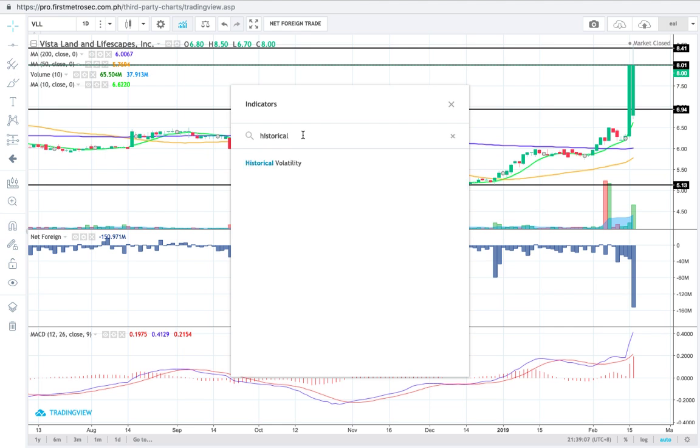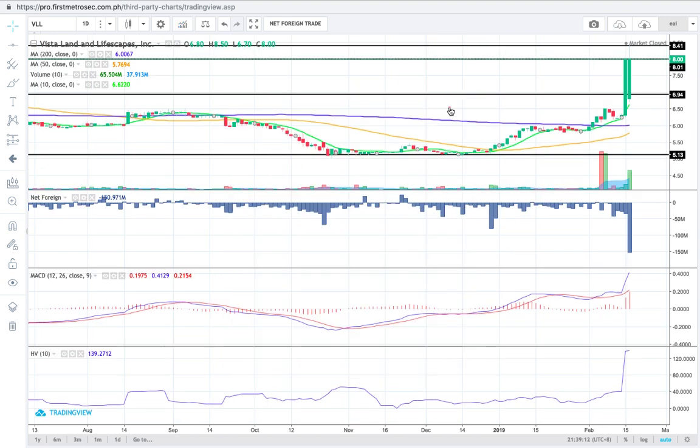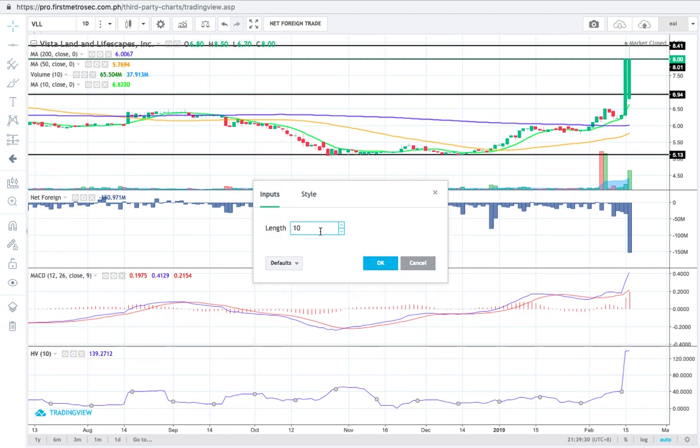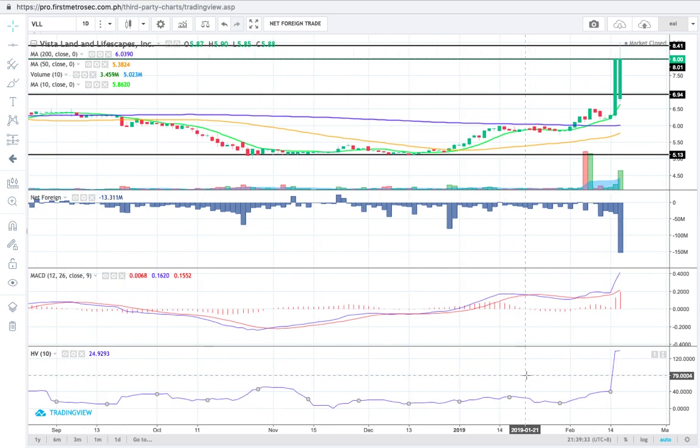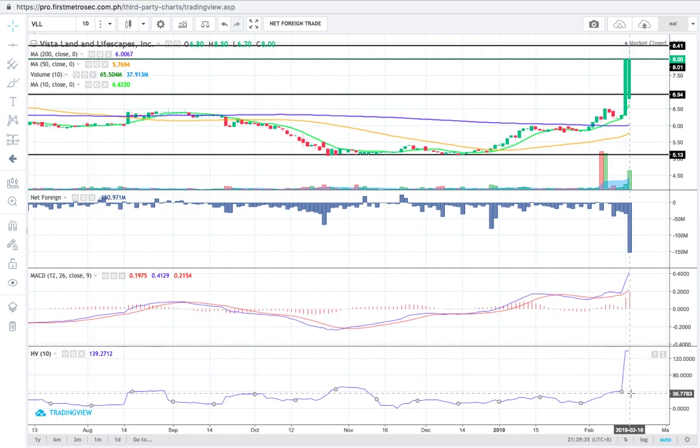So for historical volatility, just click on this icon and then type in historical volatility and then click it. And then you will see here historical volatility. The default smoothing period is 10-day simple moving average. This one, 10. Don't change that. Keep it at 10. So right now, VLL today closed with a historical volatility of 139%. So for me, that's already an extremely high risk level.